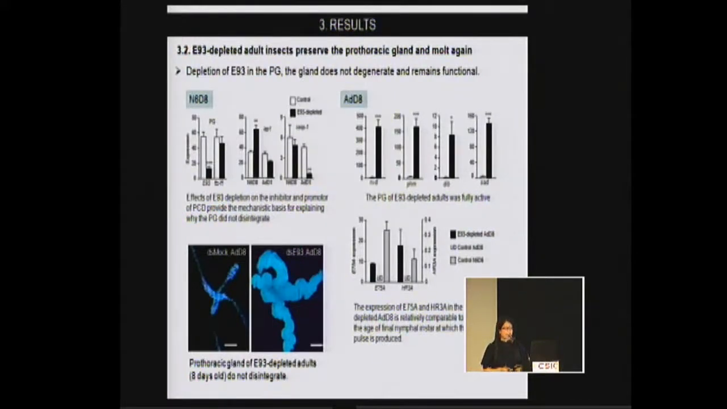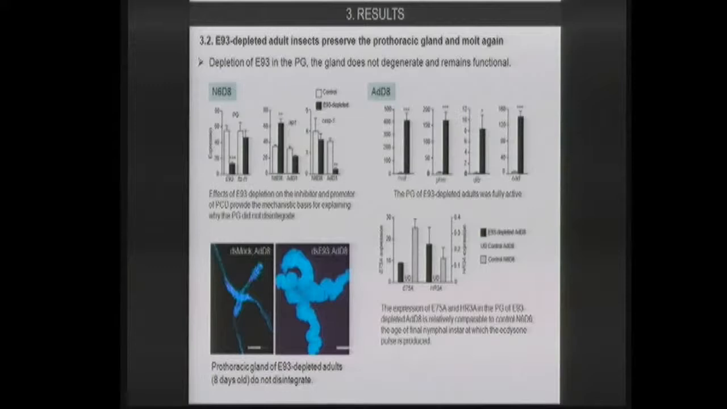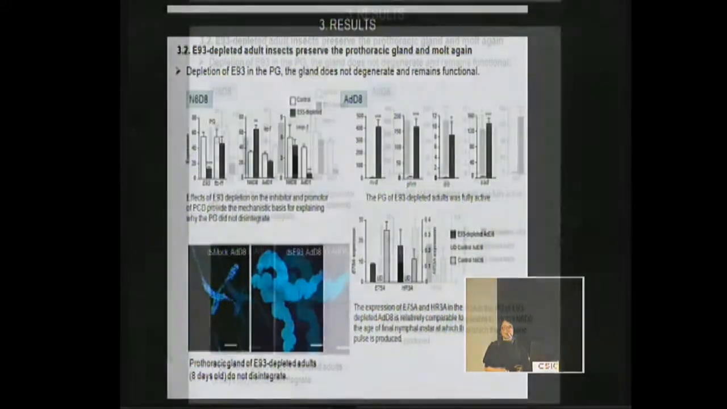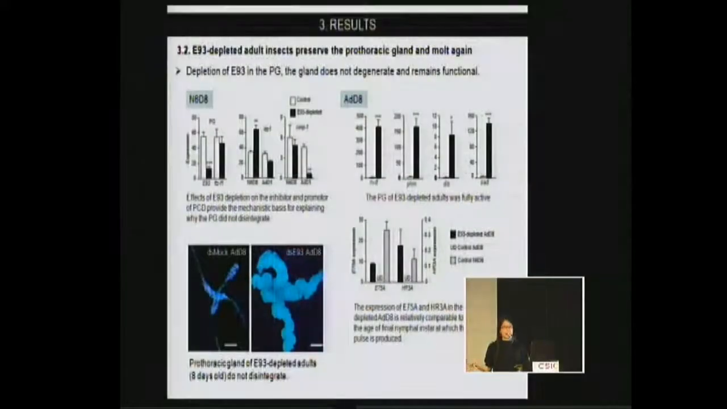when we suppress E93 on late NIM6. And we also found that the prothoracic gland in this animal is still functional, because the transcription of the ecdysteroidogenic genes is fully active. As you see here, there is high expression of Neverland, Phantom, or Disembodied, and also Shadow in this particular insect.